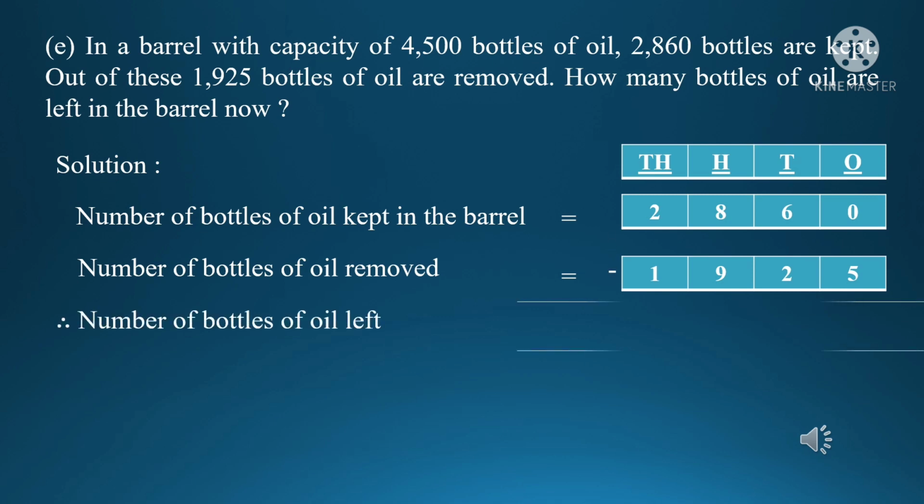0 minus 5, that is not possible. So we have to take a carry from the left side, that is 6. 6 will give 1 to the right hand side and it will become 10. So 10 minus 5 is 5. Now as 1 has been given to the right side, 6 will become 5. So 5 minus 2 is 3. Again 8 minus 9 is not possible, so it will take a carry from the left side and it will become 18 now. So 18 minus 9 is 9. Now in the thousands place, that is 1, so 1 minus 1 will be 0. So how many bottles are left? It is exactly 935 bottles left.